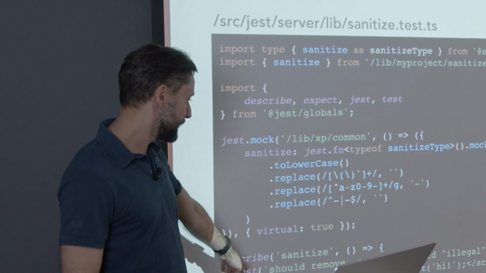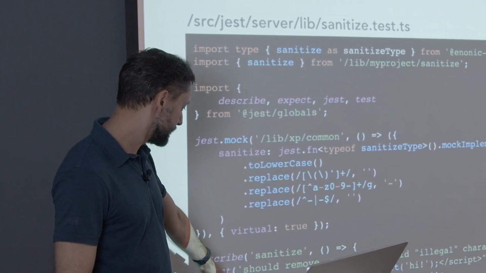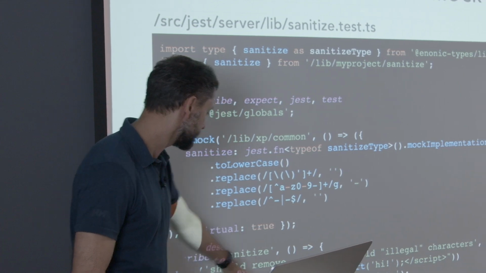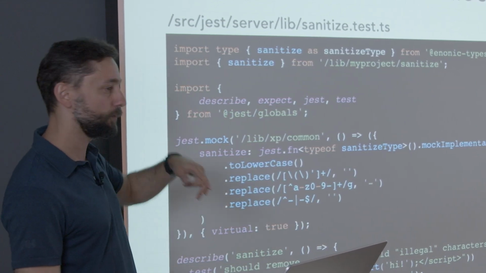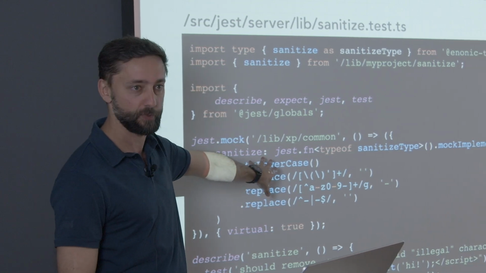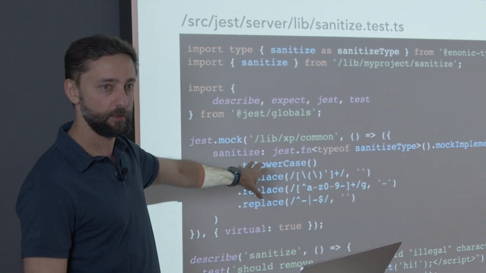So here we can now write the actual test and call the sanitize method, but instead of the actual API method, it's this one that is going to be called. Okay?